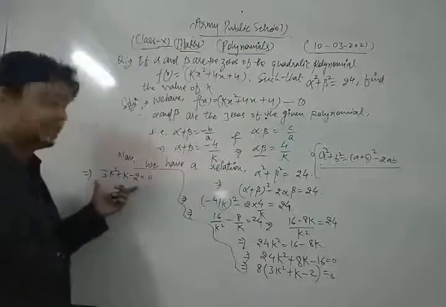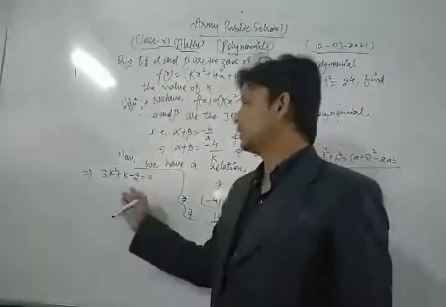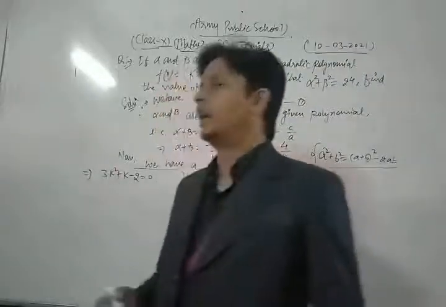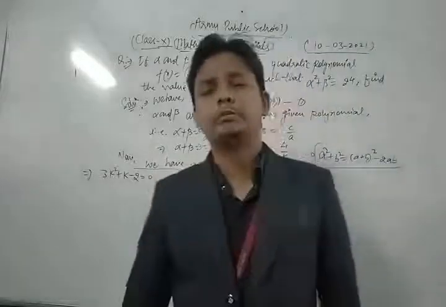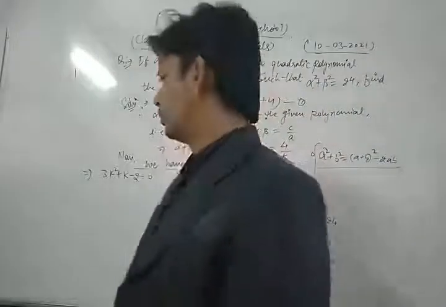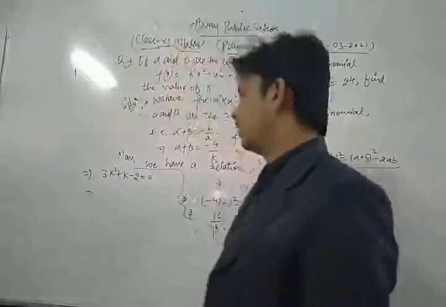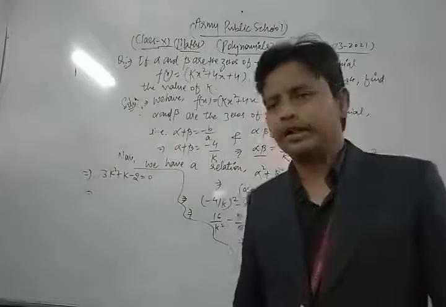Now this is the quadratic equation in terms of k, and now we solve it by splitting the middle term. So we split the middle term k as 3 minus 2, since 3 into minus 2 is minus 6.